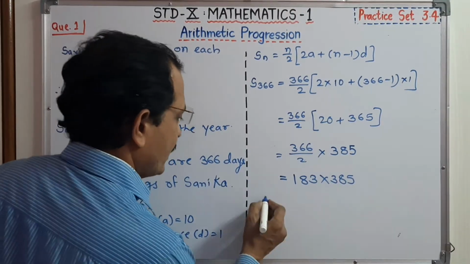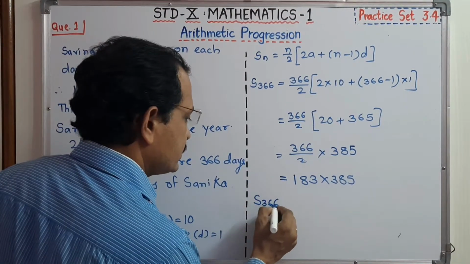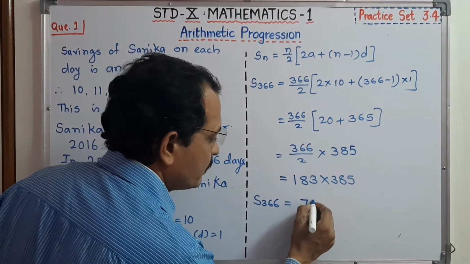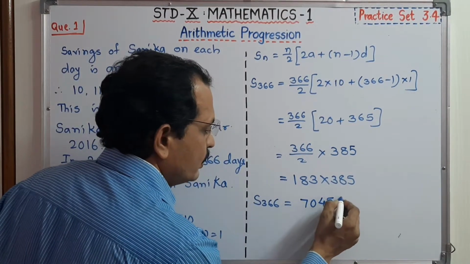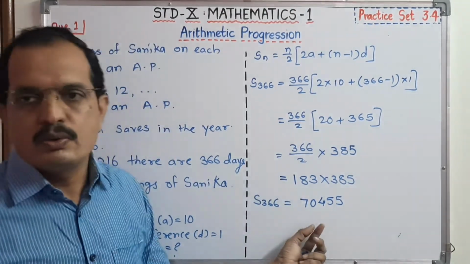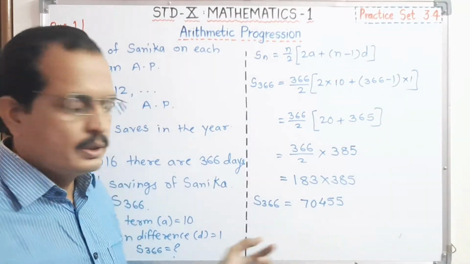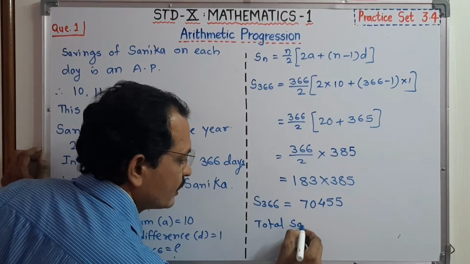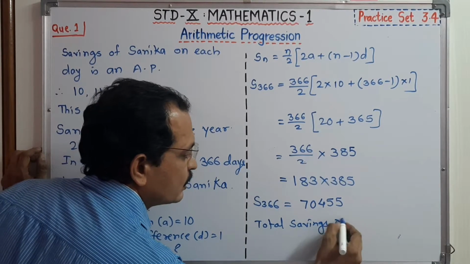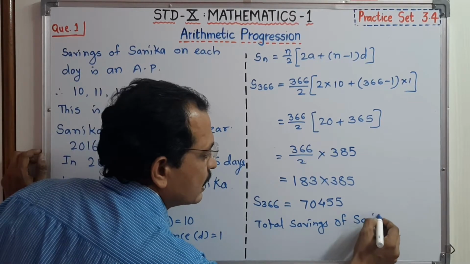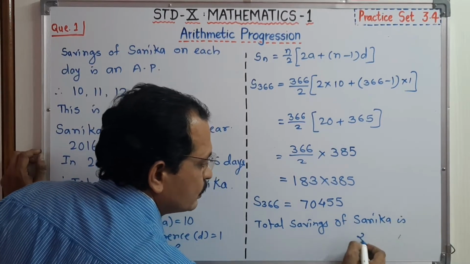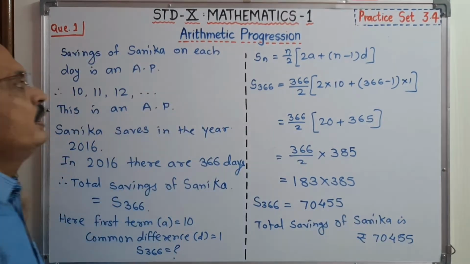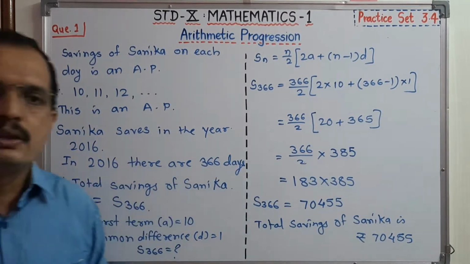Now see here, as 366 is equal to, we have to multiply this, and if we multiply it is 70,455 rupees. Therefore total savings of Sanika is rupees 70455 in the year 2016.